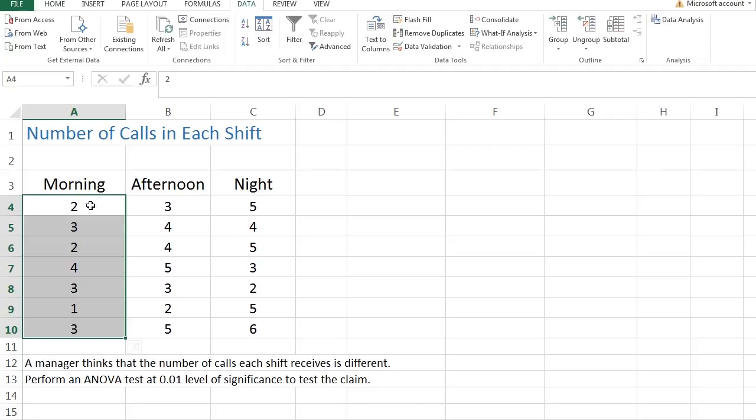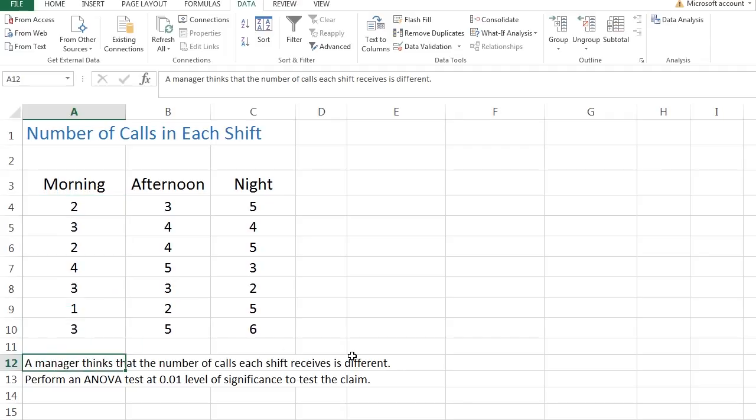In the morning shift, one day we looked and they got 2 calls, then 3 calls another day, 2 calls another day, and so on. The afternoon shift looks like to me gets a little bit more calls than the morning shift. And the night shift, we have different data there. A manager thinks the number of calls that each shift receives is different.